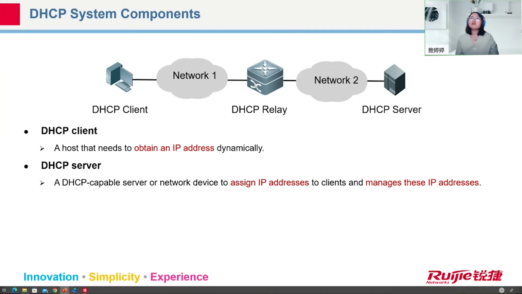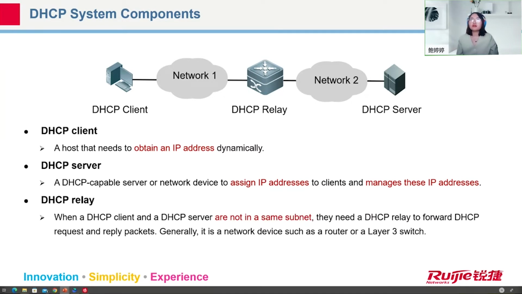It's impossible. So if in your network you have several departments in different broadcast domains, but you only have one DHCP server, you have to deploy the third role, which we call DHCP relay. So the relay is used in a network where the DHCP client and the DHCP server are not in the same subnet. In this scenario, we have to deploy the DHCP relay.